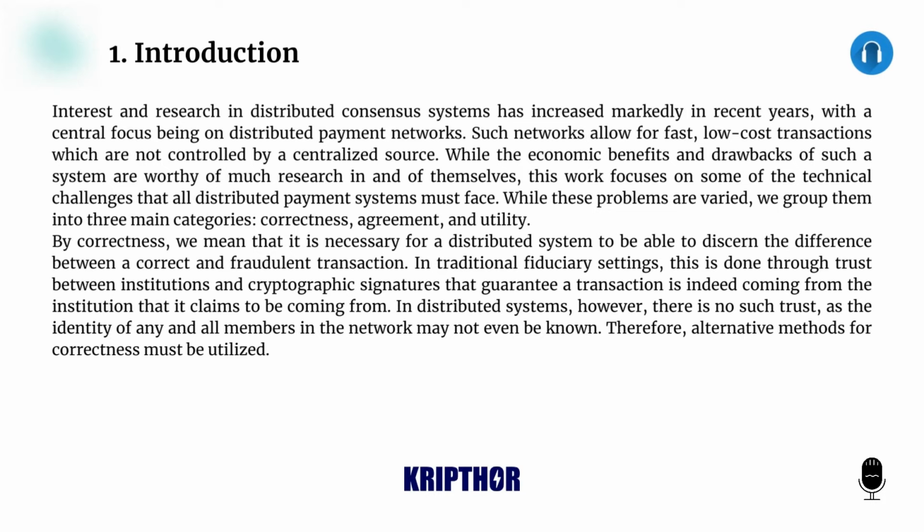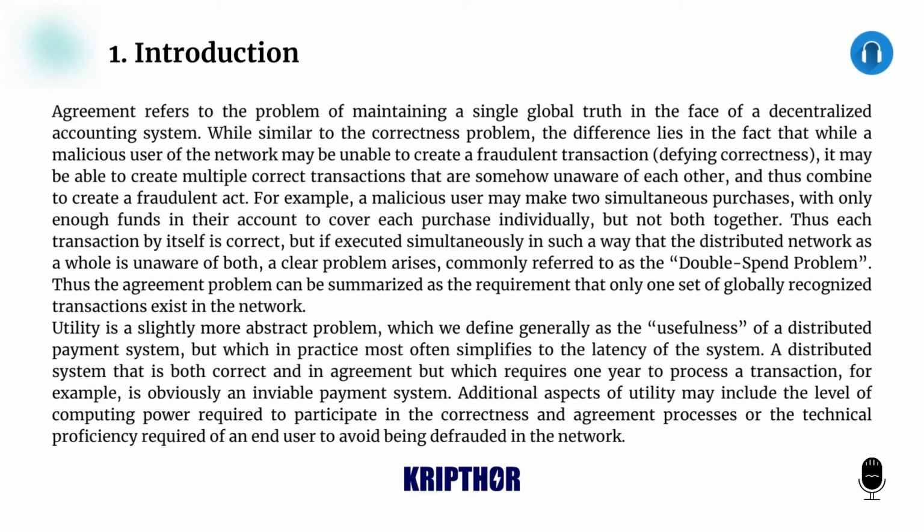In distributed systems, however, there is no such trust, as the identity of any and all members in the network may not even be known. Therefore, alternative methods for correctness must be utilized. Agreement refers to the problem of maintaining a single global truth in the face of a decentralized accounting system.